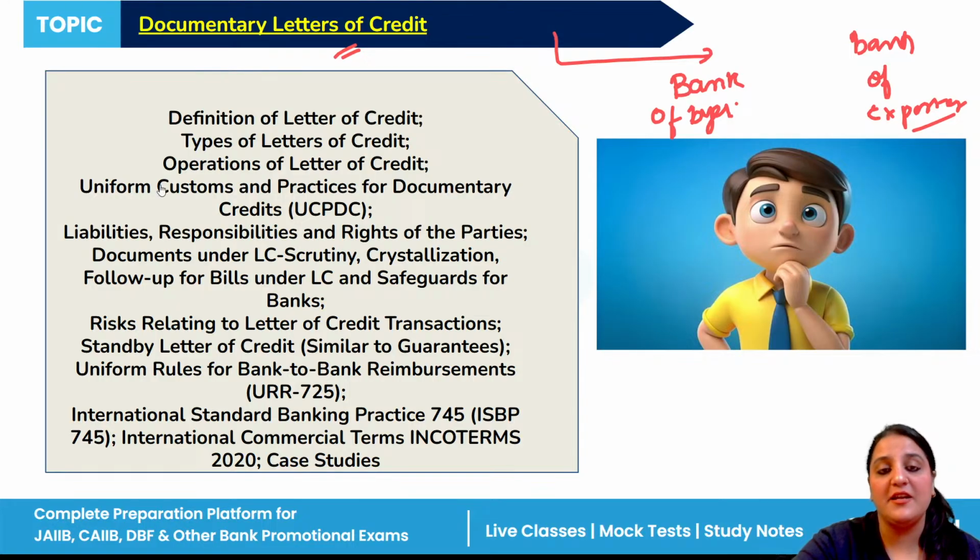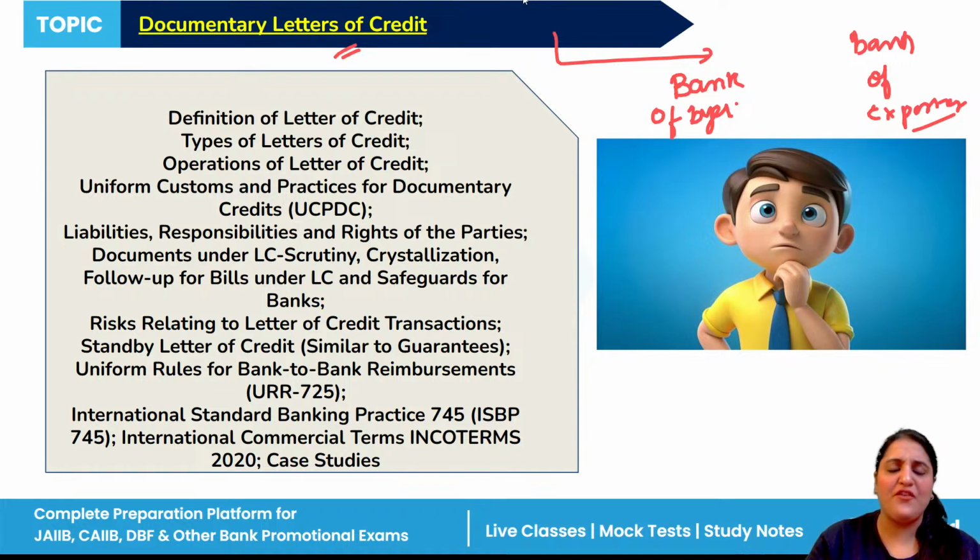All these things are done by the banks, like the bank of the buyer and the bank of the exporter. They do an agreement, and due to that agreement, all the things happen in international trade. There are types of letter of credit: red clause, green clause, revocable, irrevocable, standby, usance.